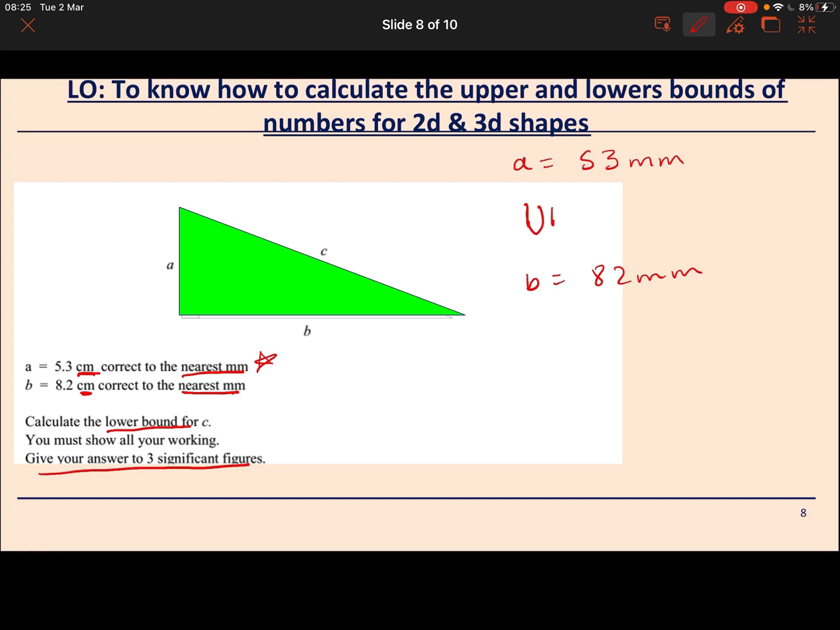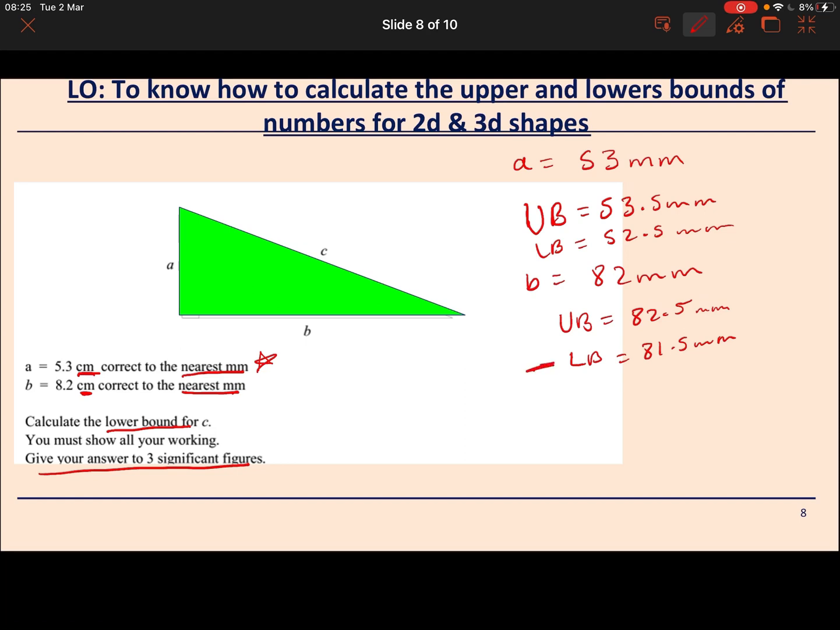So it says to the nearest millimeter, so we need to find upper and lower bounds for them. So the upper bound of A is going to be 53.5 millimeters, and the lower bound is going to be 52.5 millimeters. And for B, the upper bound is going to be 82.5 millimeters, and the lower bound is going to be 81.5 millimeters.